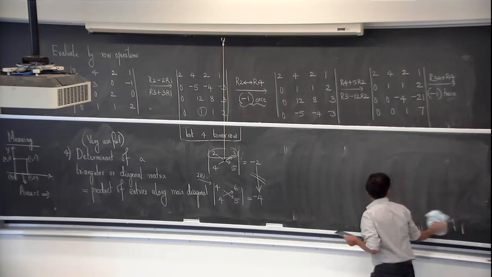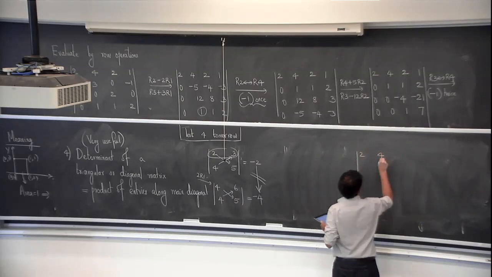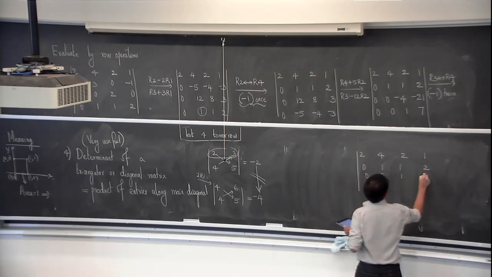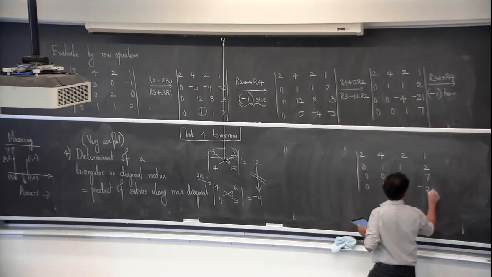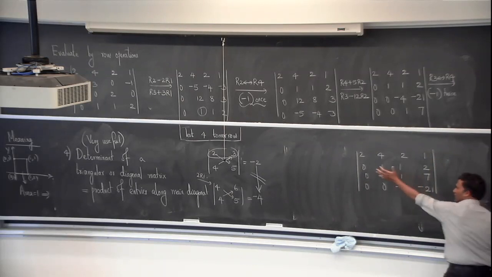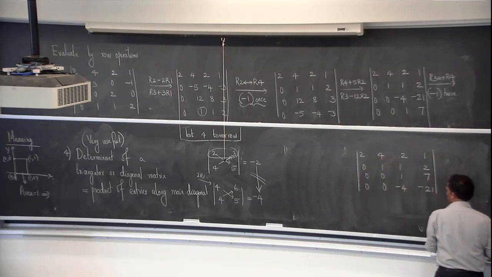R3 swap R4 will give you 2, 4, 2, 1; 0, 1, 1, 2; 0, 0, 1, 7; and 0, 0, negative 4, negative 21. We are trying to get a triangular matrix. That's why I'm doing all the swapping. We need a triangle of zeros below the main diagonal. And now you can do R4 plus 4 R3.